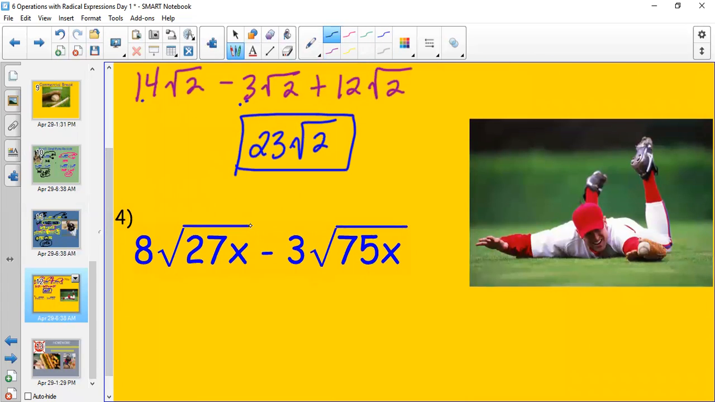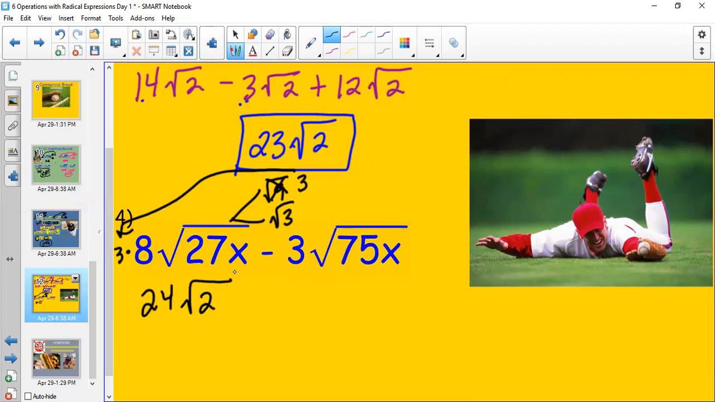All right, last one. 27 breaks up into 9 times 3. Square root of 9 is 3. Goes out front to be multiplied with the 8 to give us 24 square root 3. And don't forget the x.